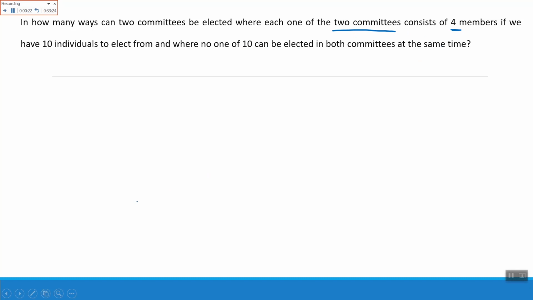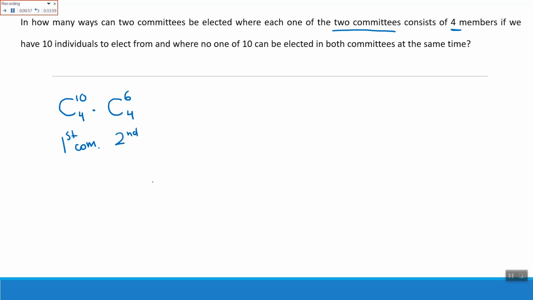Okay, so we're going to choose 4 members out of the 10. And then after we choose, this is going to be the first committee. First group. Committee means group. Times, after we choose the first committee, we will be left with 6 people because we cannot choose someone in both groups. So we're going to be left with 6 people. We want to choose 4 out of them. And this is going to be our second committee.